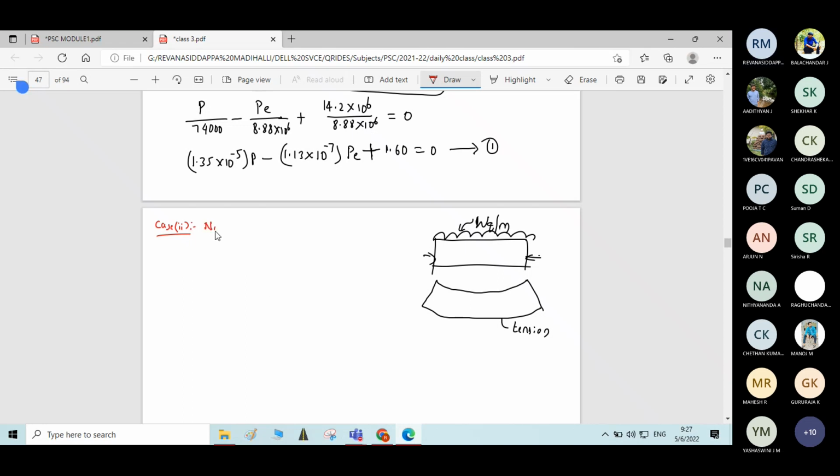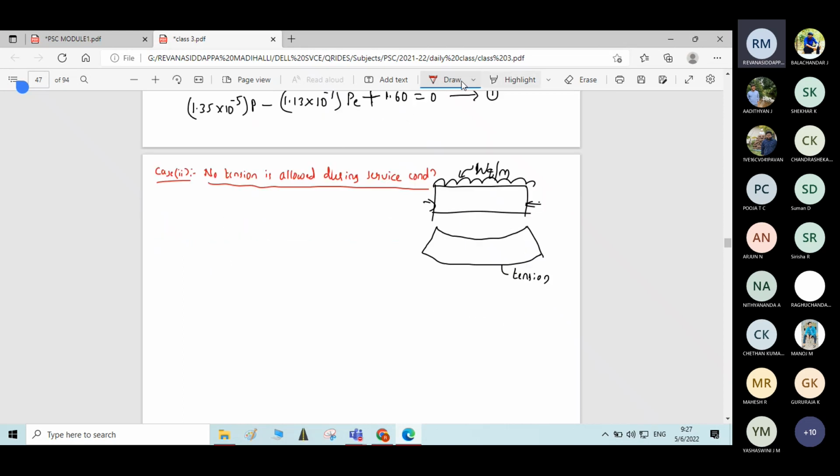Second condition is no tension is allowed during service condition. No tension is allowed during service condition. Okay. Therefore, during service condition, the tension occurs at the bottom fiber. So the resultant stress at the bottom fiber is calculated as P by A plus PE by Z minus Mg by Z minus Mq by Z is equal to 0.